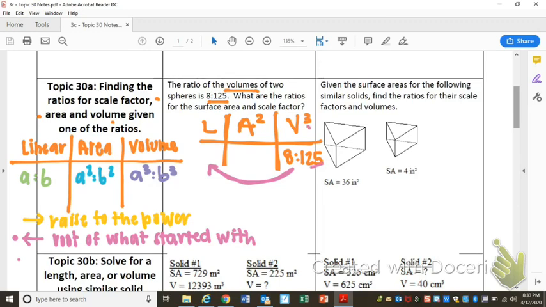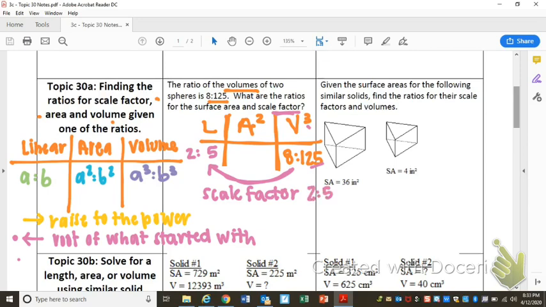Our cube root of 8 is going to get us 2, and the cube root of 125 is going to be 5. That actually gives us the ratio of the scale factor. So we know that the scale factor ratio is going to be 2 to 5.